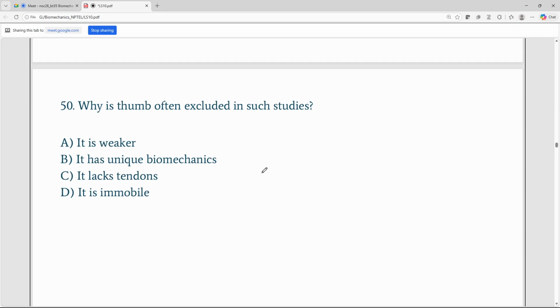Next question. Why is the thumb often excluded in such studies? Options are option A, it is weaker. Option B, it has unique biomechanics. Option C, it lacks tendons. Option D, it is immobile.